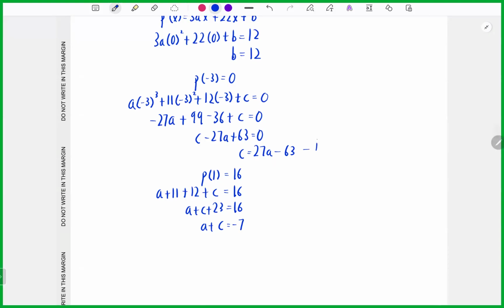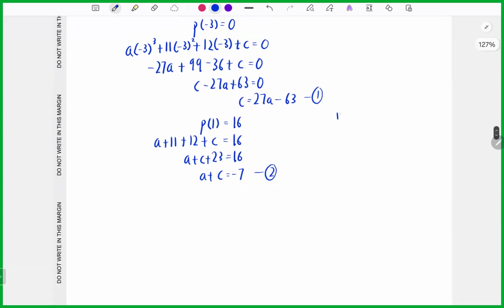I consider this the first equation, and this the second equation. So the first equation will be substituted into the second equation. A plus 27a minus 63 equals negative 7. 28a equals 63 minus 7, which equals 56. So A equals 56 divided by 28. You will get A equals 2.